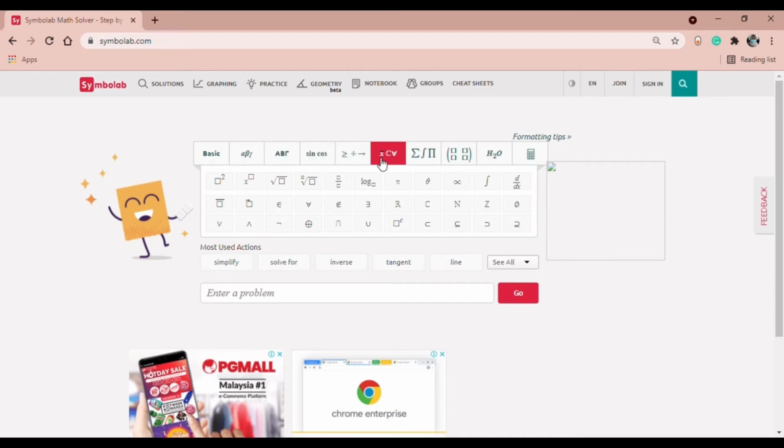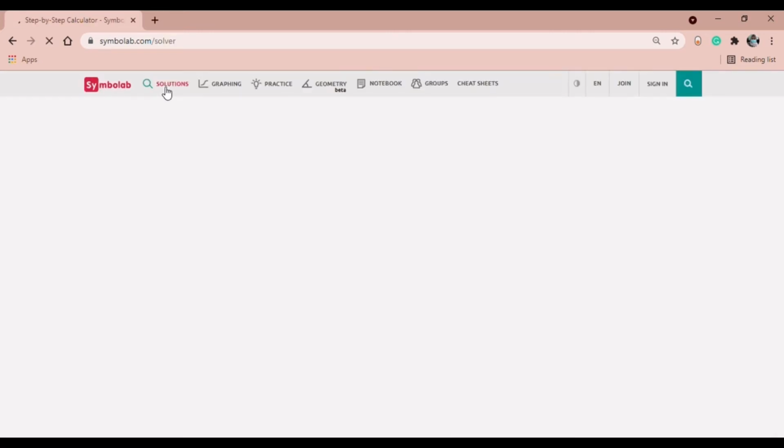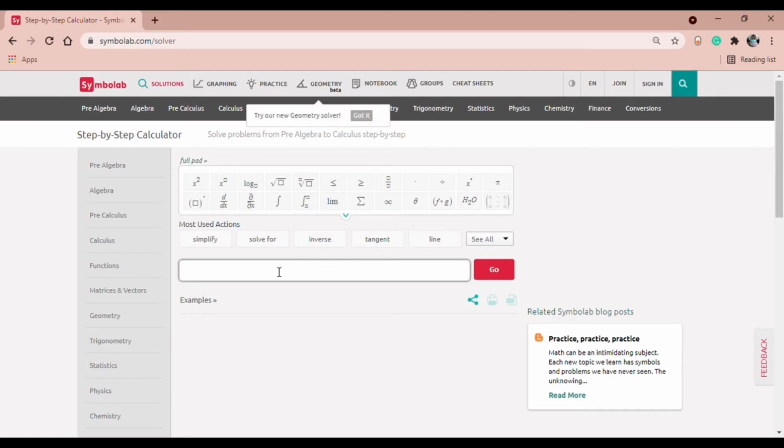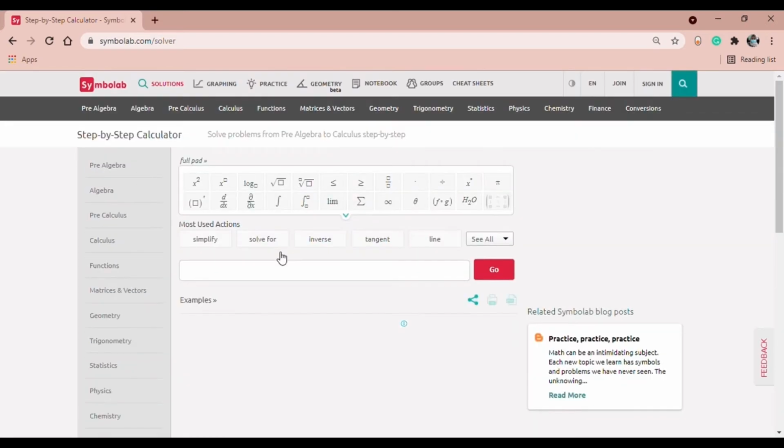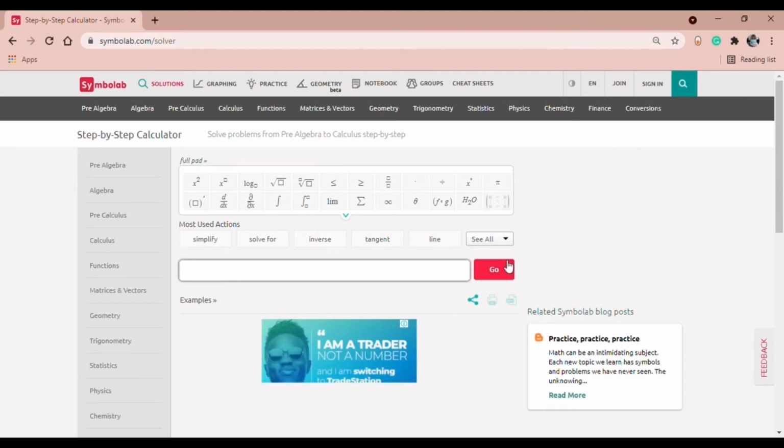Before that, let's click on solution and see what you got. Here you got some functions that I usually use in mathematics: algebra, calculus, functions, vectors, geometry, trigonometry, and statistics. And this is not science. So that's all for solution. Just enter your problem here and let it go.